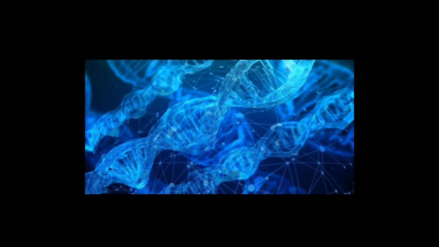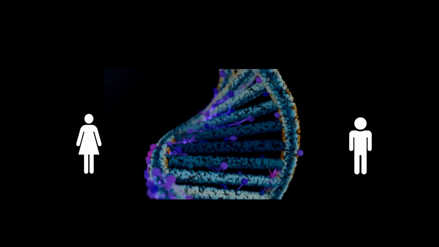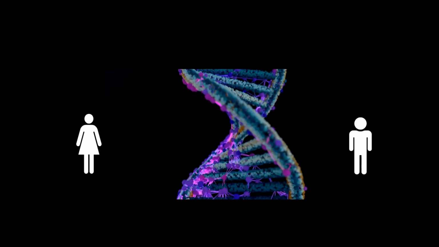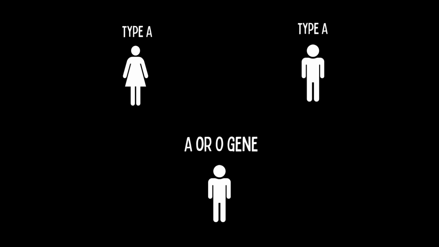You might be asking, why do we have these different blood types? The answer lies in genetics and evolution. Your blood type is inherited from your parents, much like your eye color or height. You get one version of the ABO gene from your mom and one from your dad. If both parents have type A blood, they might pass on either the A or O gene, and you could end up with type A or O blood.